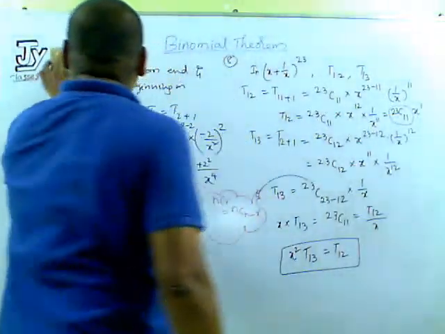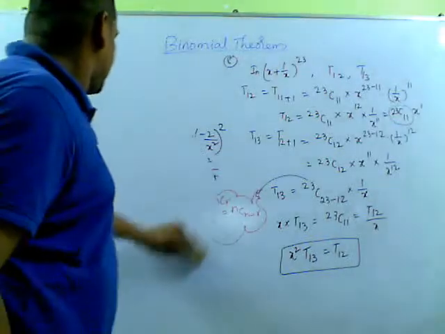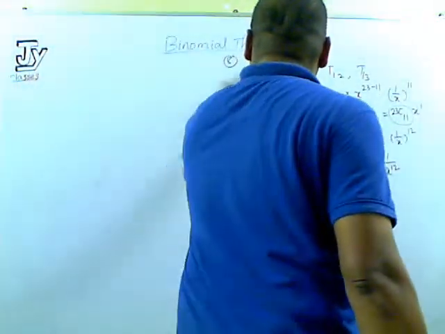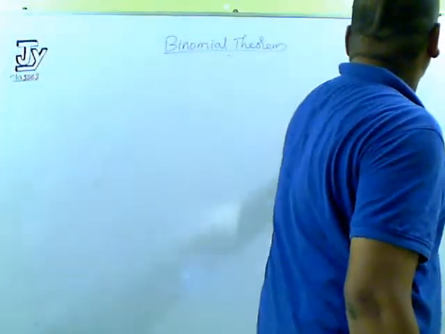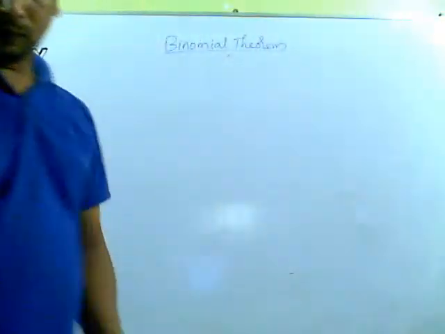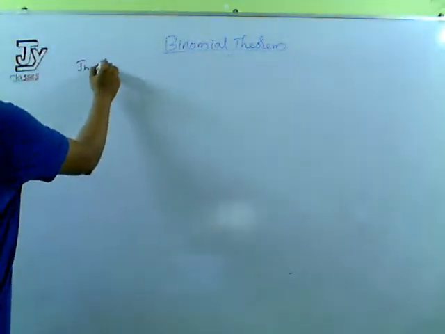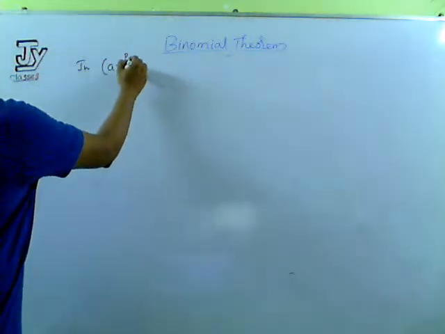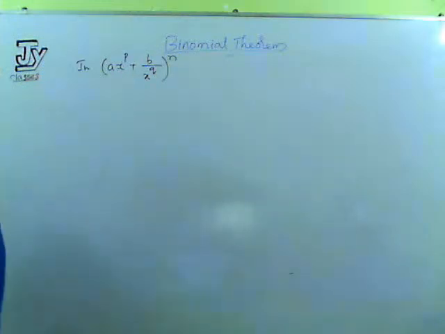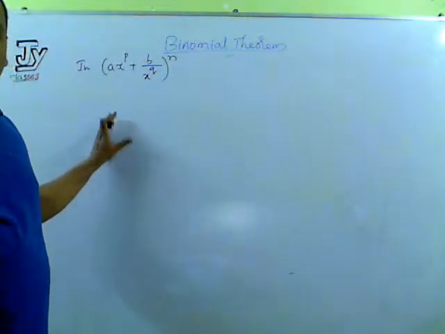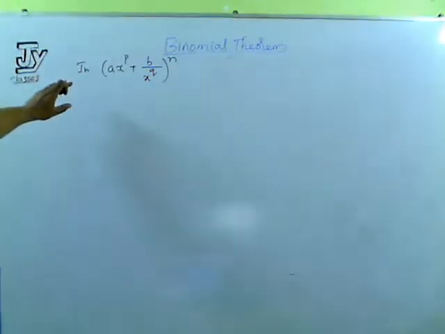Now in (a x^p + b/x^q)^n, every expansion can be written in this form.